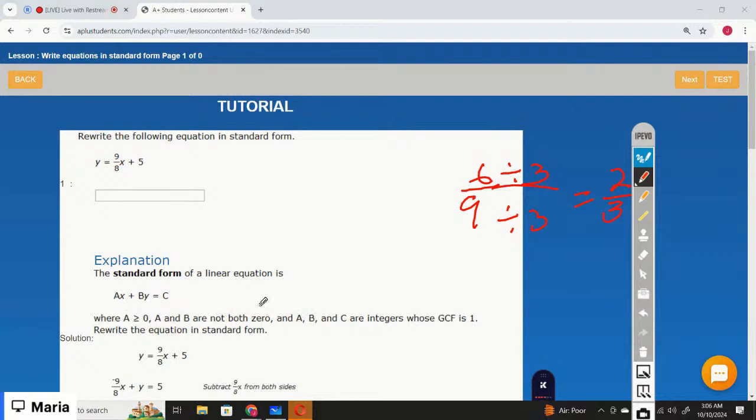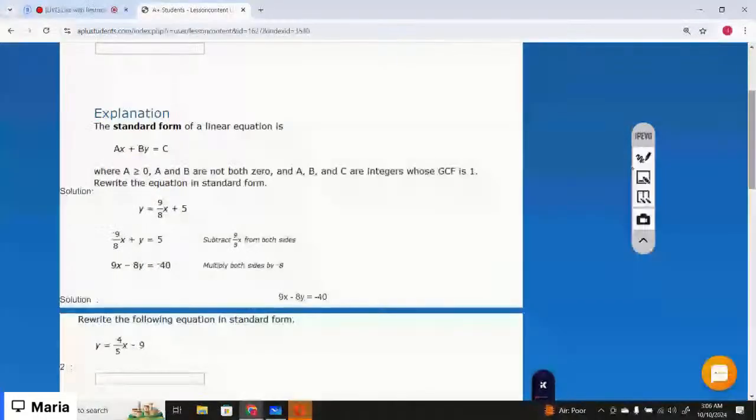ax plus by equals c, right? So just rewrite this equation. That is 9 over 8x plus 5 equals y, right? When you multiply 8 with all the sides, that is 9x minus 8y equals minus 40, right?